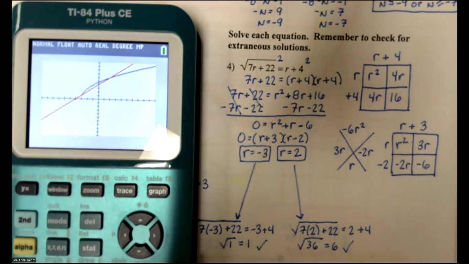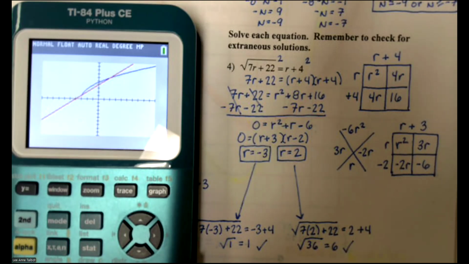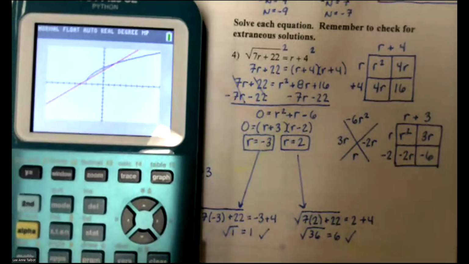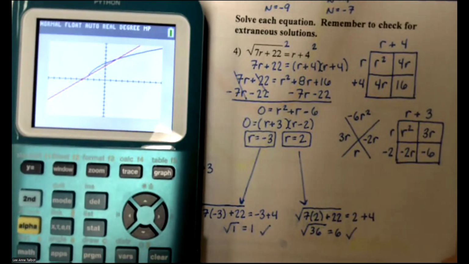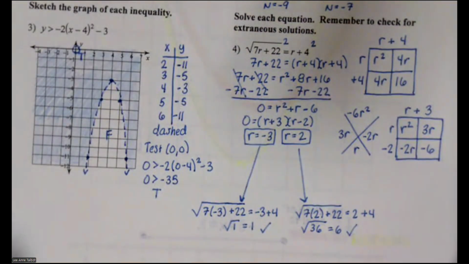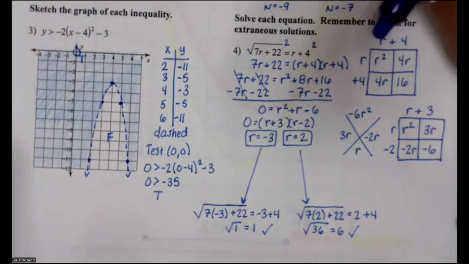Violet, do you see how if the line was lower, they might only cross once? And if the line was higher, they might not cross at all? So that's why it's possible. Sometimes both work, sometimes one works, sometimes neither work. It just depends. It's been a minute. It was the very first thing we did. Okay, anything else from number 4?